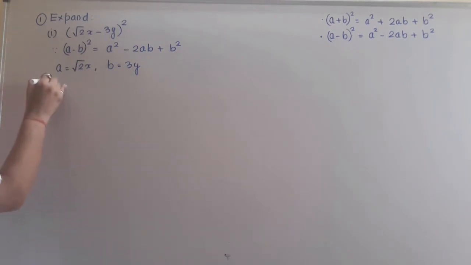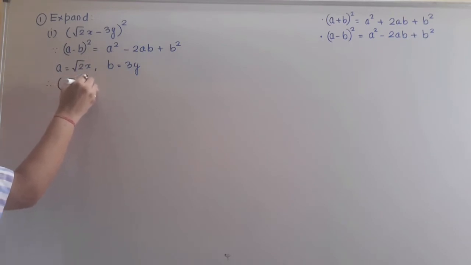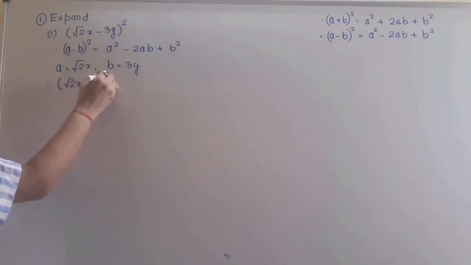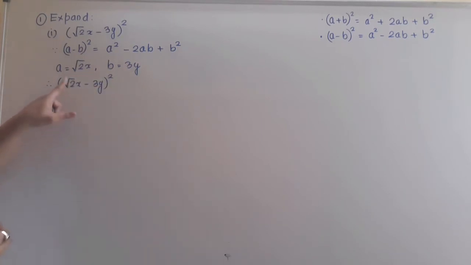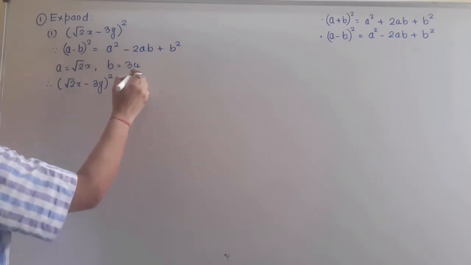So let us put the values here. Therefore, under root of 2x minus 3y. We can look at the formula. In the formula I am putting the values. See, in place of a I kept under root of 2x. In place of b I kept here 3y. Similarly, here in these three terms I am going to put the values.